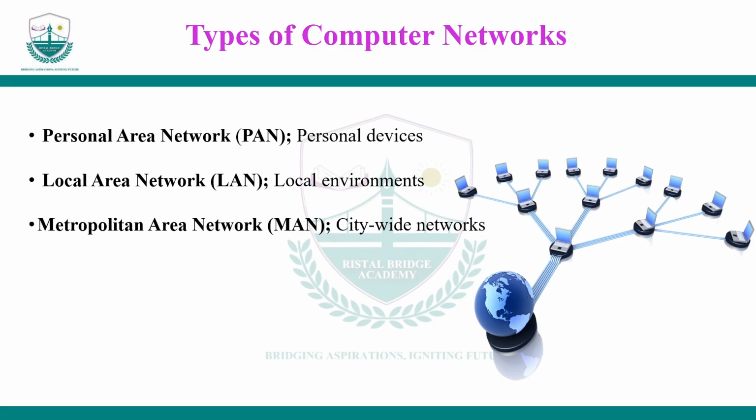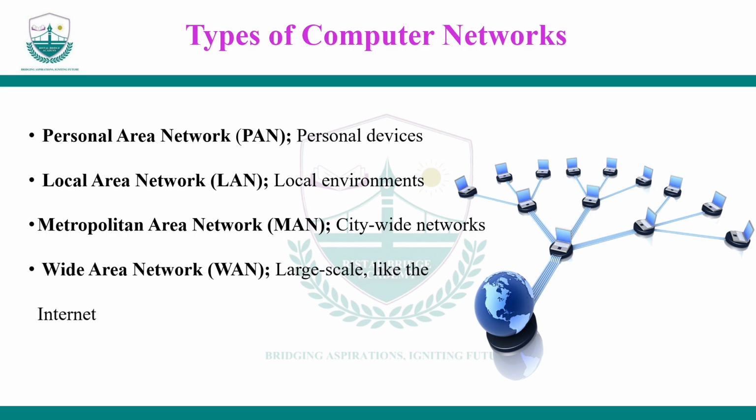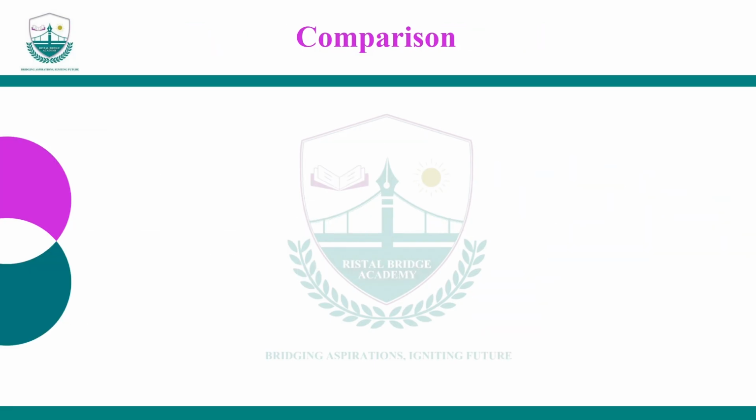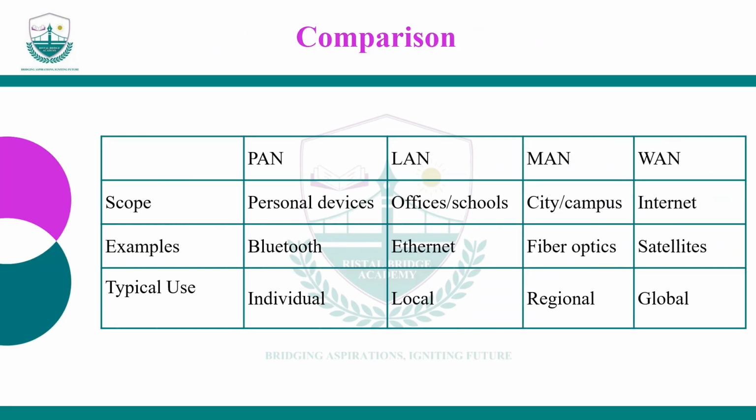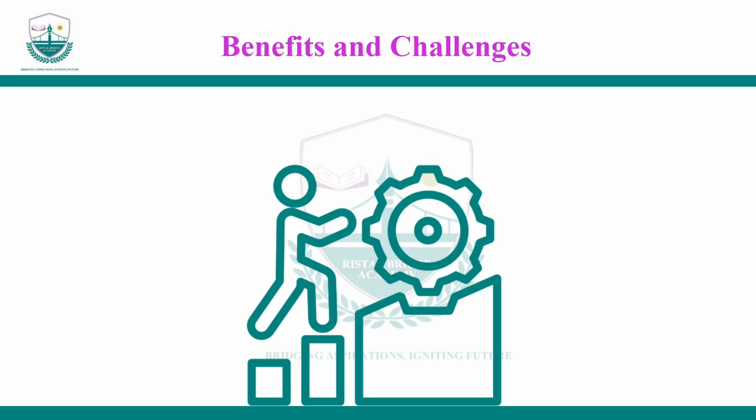Metropolitan area network, MAN, covers a larger area like a university with several campuses across town. Wide area network, WAN, huge, covers countries and continents. The best example is the internet. So when looking at the comparison, we will compare in terms of scope, examples, and typical use as shown in the table here. Looking at the benefits and challenges.